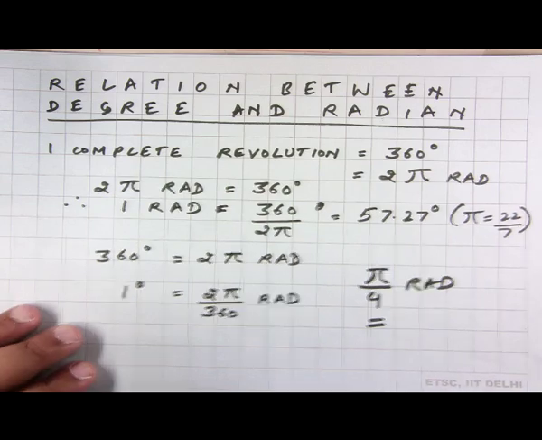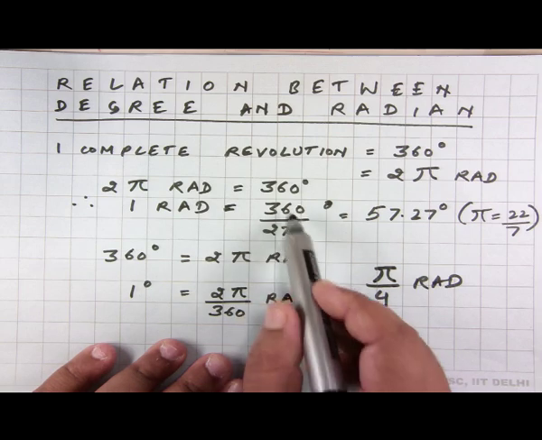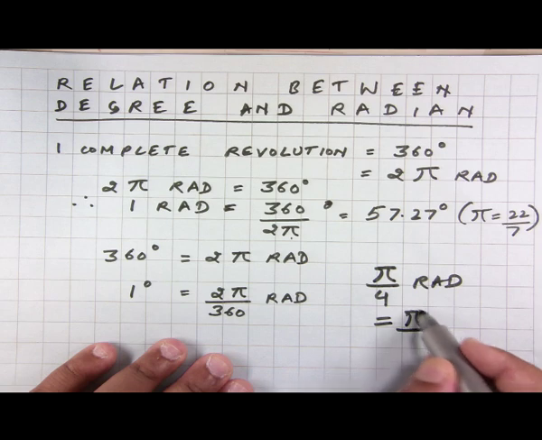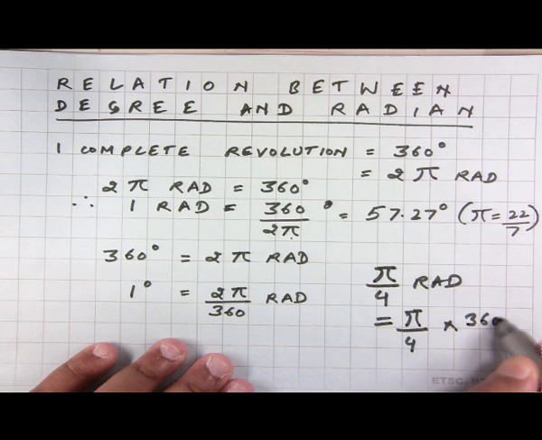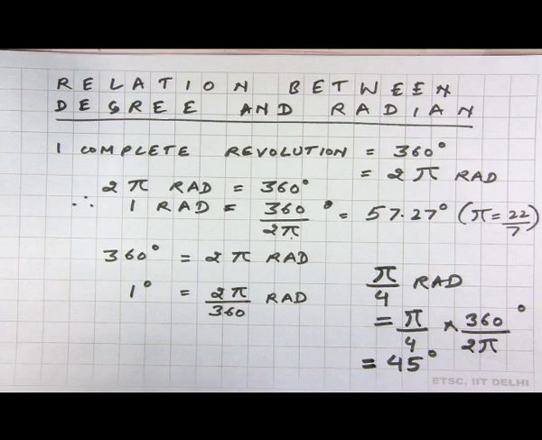It is very simple. Since 1 radian is 360 by 2 pi degrees, pi by 4 radians will be pi by 4 times 360 upon 2 pi degrees, which is going to be equal to 45 degrees. So, that is how you convert from radians to degrees.